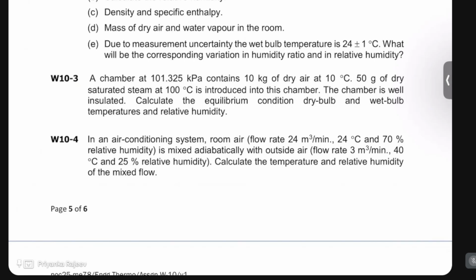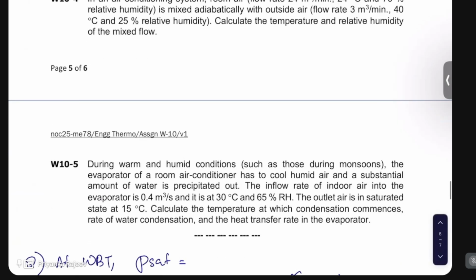Now for humidity ratio, for relative humidity, we can find from humidity ratio. Okay. Now fourth question. In an air conditioning system, room air is mixed adiabatically with outside air, 40 degrees centigrade and 25% relative humidity. Calculate the temperature and relative humidity of the mixture flow. Okay.